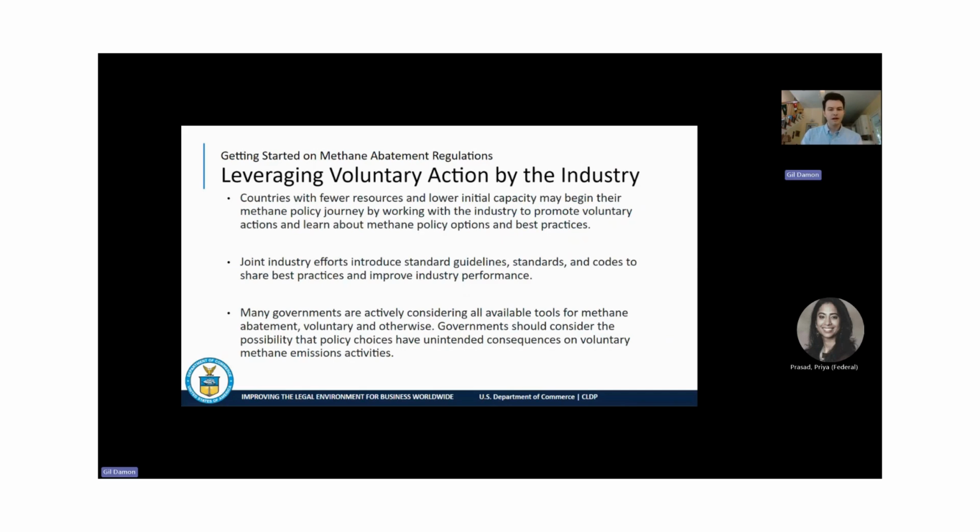Many governments are actively considering all sorts of tools for methane abatement. And so it's also worth considering the possibility that policy choices, of course, can have unintended consequences, but making sure that industry is involved early on to help develop policies that are realistic, but also to anticipate unintended consequences.